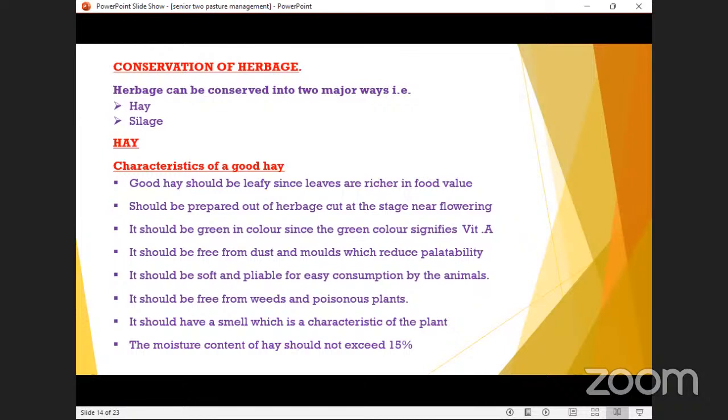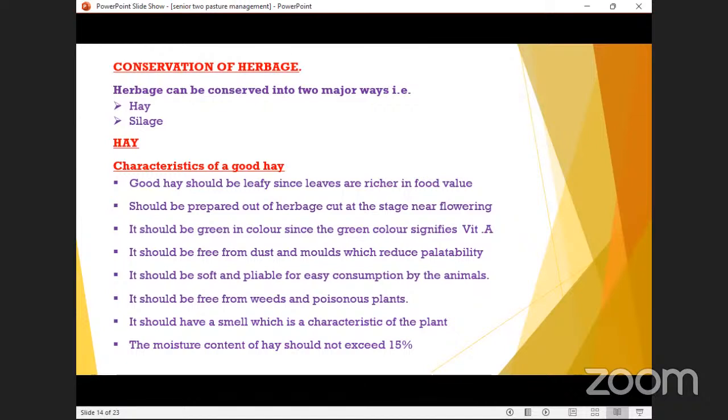Just like you, when you're eating rice and find stones, you will not be excited to continue eating such a meal. The other is it should be soft and pliable for easy consumption by the animals. It should be soft, easy to transport, and it does not affect the digestive system of the animal. So that is the beauty of hay.